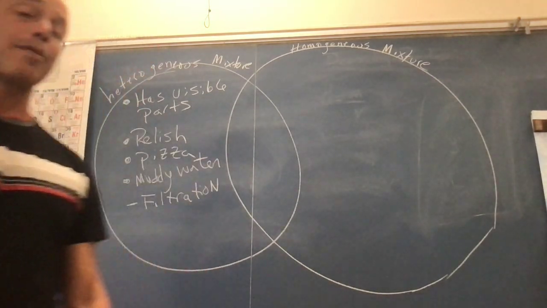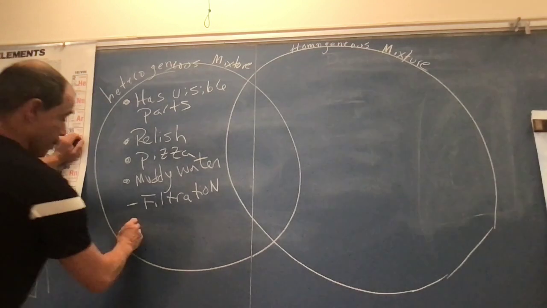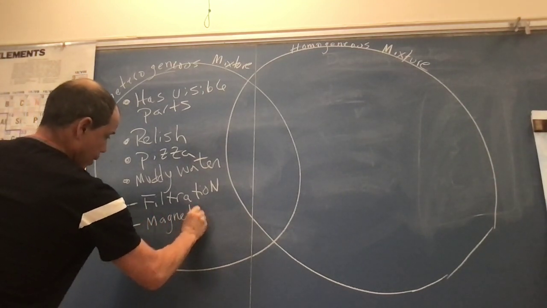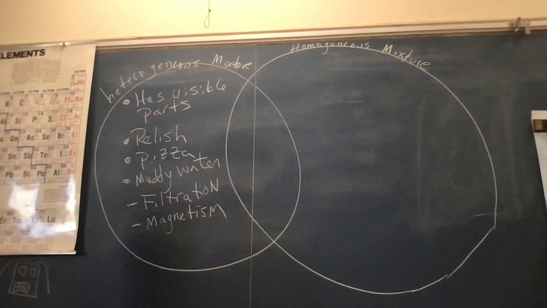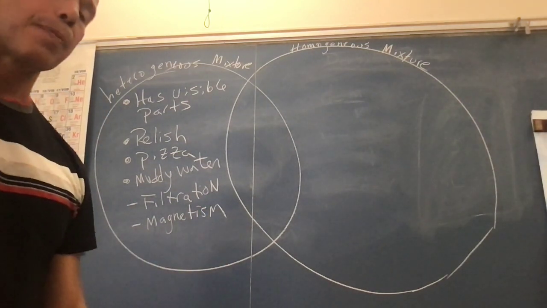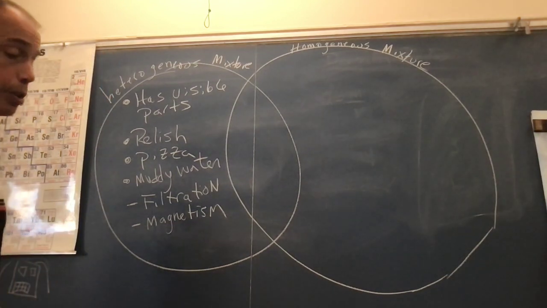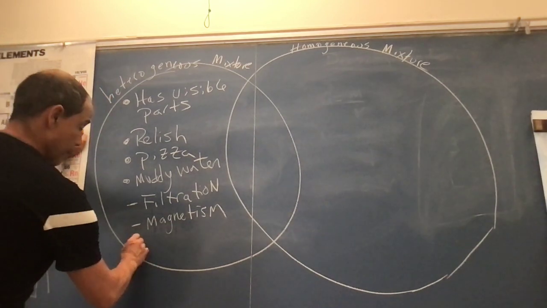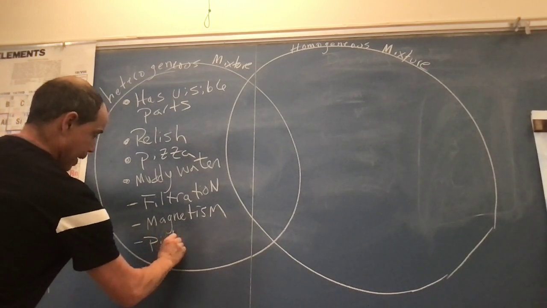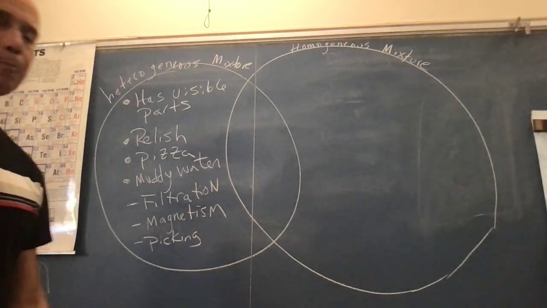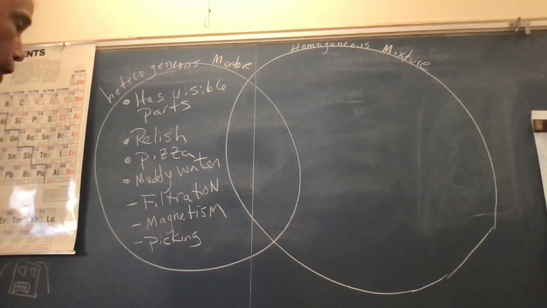Another way that you may not have thought about before is magnetism. So magnetism is another way of separating these mixtures. Another way, the really simplest way, and the one that you've probably used on more occasions than not realizing it, would be picking. Not picking your nose, but picking the different parts out of the mixture as you go.